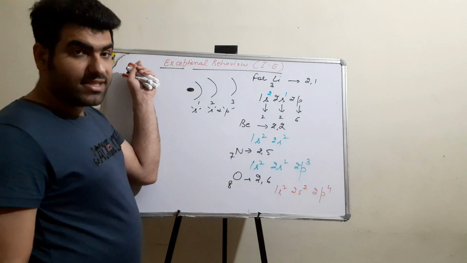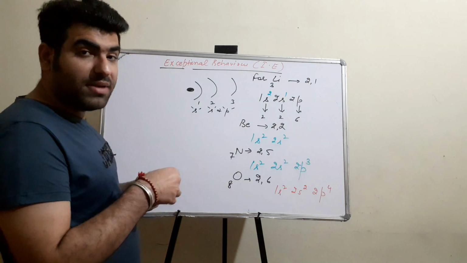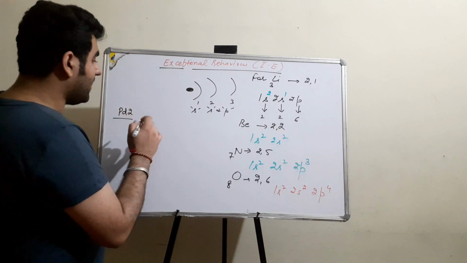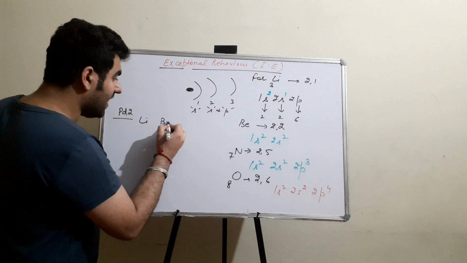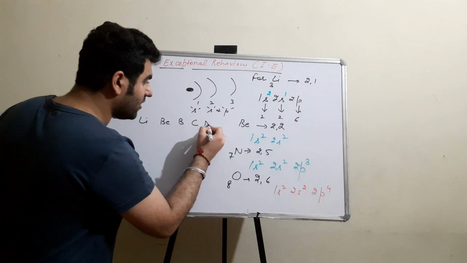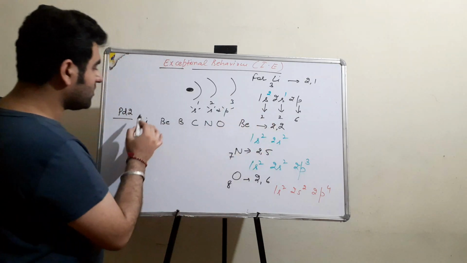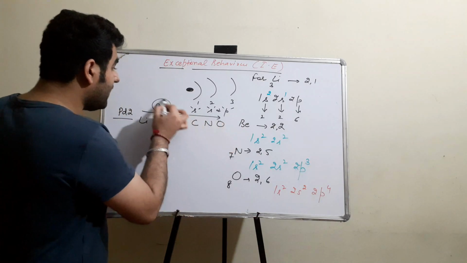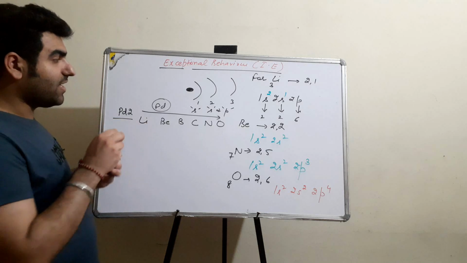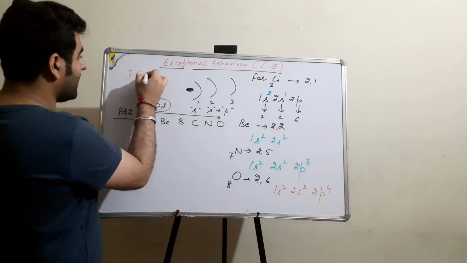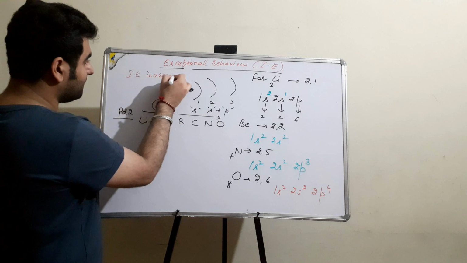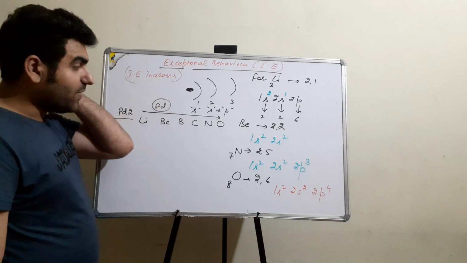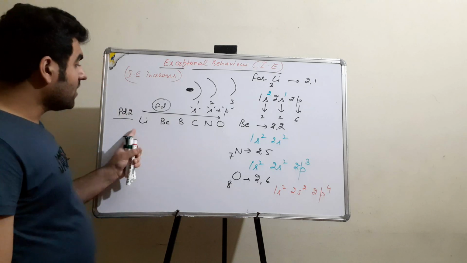Now, what is this exceptional behavior? This is for the period. If we are talking about the second period, it has lithium, beryllium, boron, carbon, nitrogen, oxygen, fluorine and neon. We are just talking about this. If we are moving along the period, we know that ionization energy increases. So ionization energy increases as we move along the period.